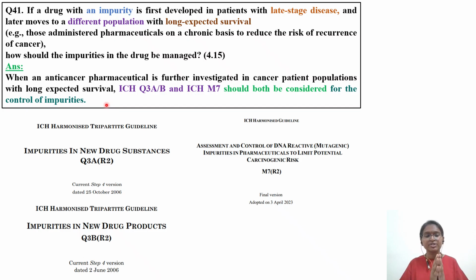I would request you to please go and read the ICH Q3A guideline R2, ICH Q3B R2, which is for new drug substances and this is for new drug products, and ICH M7, which is the main one for mutagenic impurities: Assessment and Control of DNA Reactive Mutagenic Impurities in Pharmaceuticals to Limit Potential Carcinogenic Risk, the ICH M7 R2 guideline.